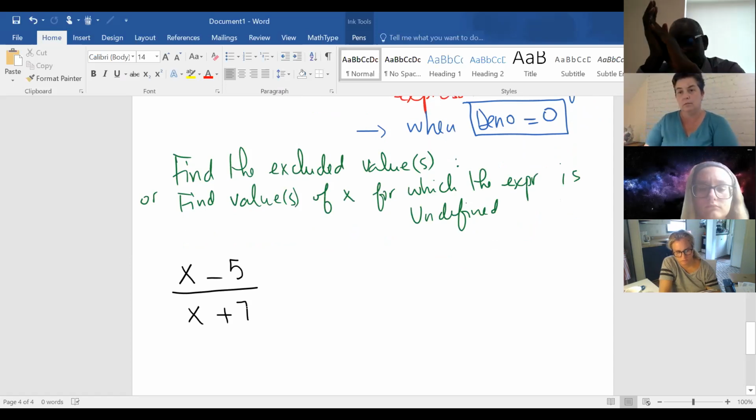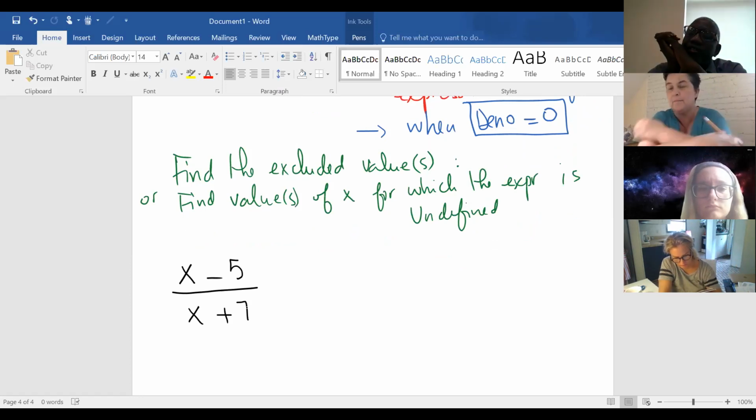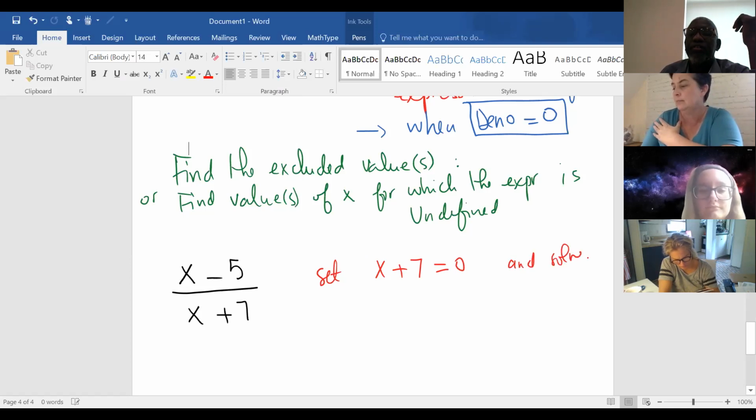To answer this question, where my focus is at, do I focus on the numerator or do I focus on the denominator? Denominator. Do I even care about the numerator to answer this question? No. I don't even care about the numerator, right? To answer this question, what I do, I set x plus 7 equals 0 and solve, right? Of course, this one is very easy to solve. So we get x equal -7.